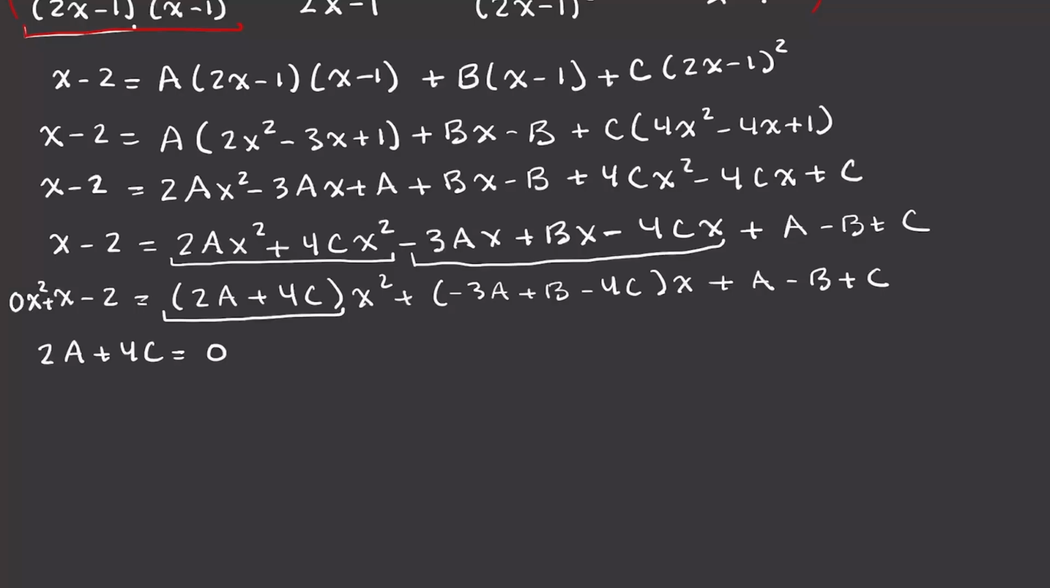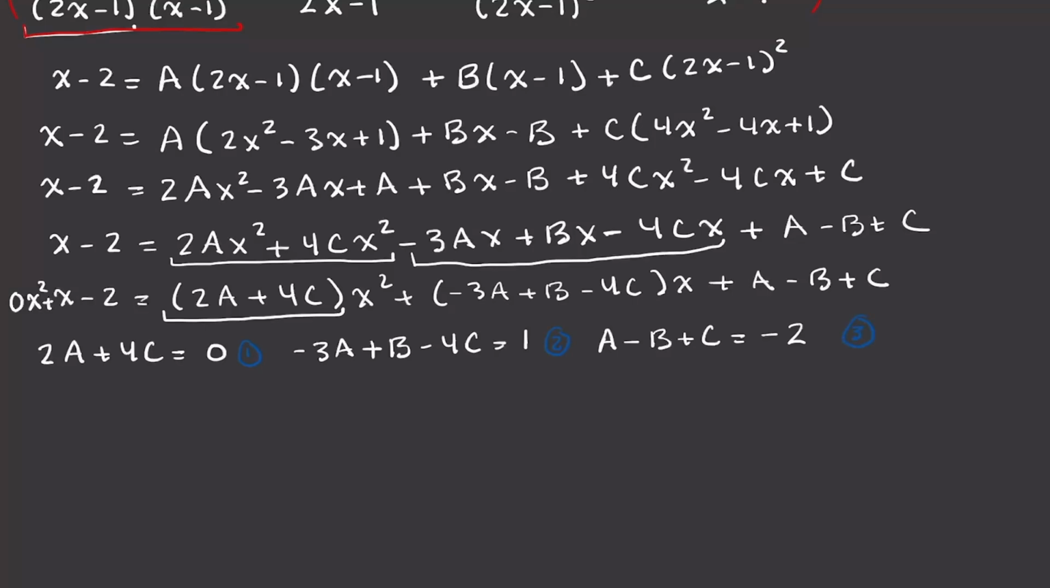My second equation is negative 3a plus b minus 4c. We set it equal to the coefficient of x on the left-hand side, which is 1. And my third equation, a minus b plus c, is equal to the constant on the left-hand side of the equation. Since I have 3 variables, I need 3 equations in order for this to work. So I am going to name my equations equation 1, equation 2, equation 3.